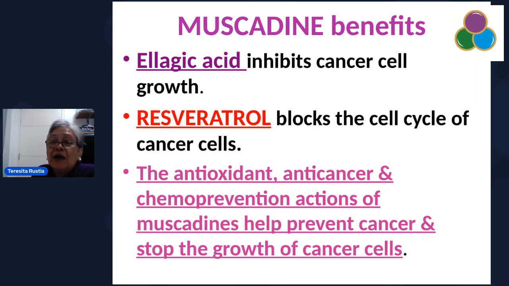Now, so therefore, in that way, ellagic acid inhibits cancer cell growth, okay, by protecting our genes. Resveratrol blocks the cell cycle of cancer cells, meaning to say cell division. Now, the antioxidant, anti-cancer, and chemopreventive actions of muscadine help prevent cancer and stop the growth of cancer cells. So these two really are truly of big help. Next slide, please.